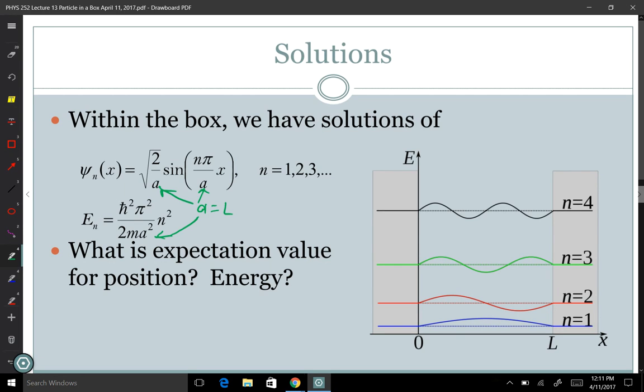Over here, we have what the wave functions look like. So if I plot sine of pi over a x, I get the blue line. If I plot sine of 2 pi over a x, I get the red line, and so on. So those are telling us some kind of information. What we can take from this that we know how to do is to square these. So if I square these, what do they look like?